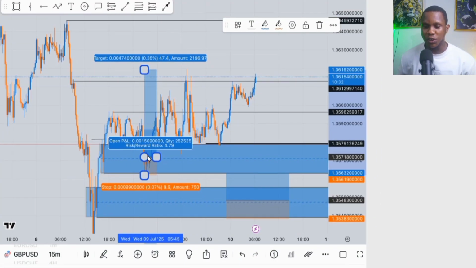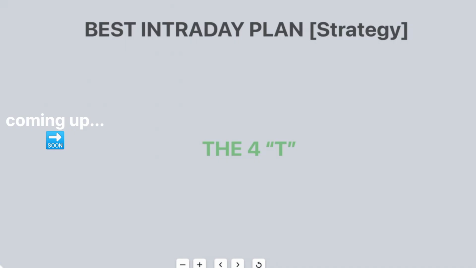Look at this one, a 5-hour trade on GBP/USD I sent to my Telegram community here. It has this fair value gap in it. I'll show you how to build a complete intraday plan in a moment.